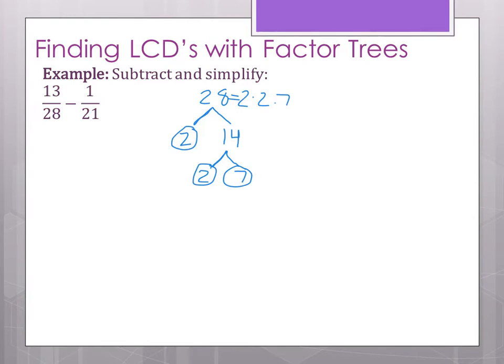Next we'll do a factor tree for 21. And 21 is 3 times 7, and both of those are prime. So 21's prime factorization is 3 times 7. Now, we need to find the lowest common denominator.